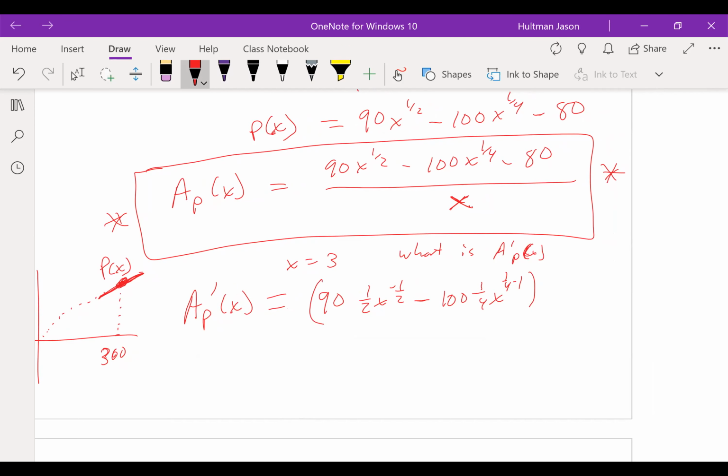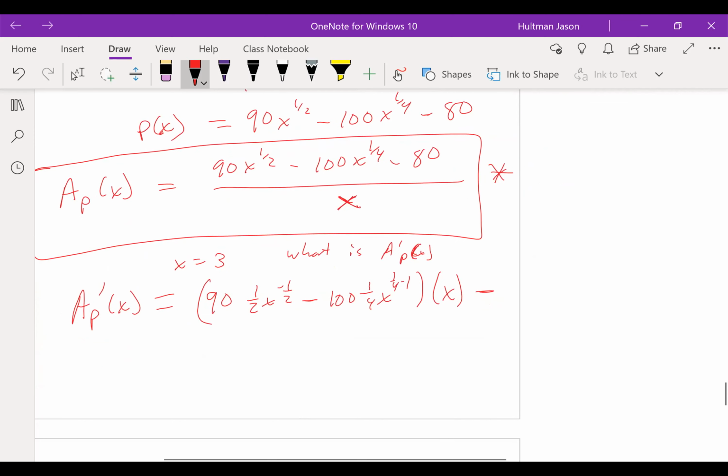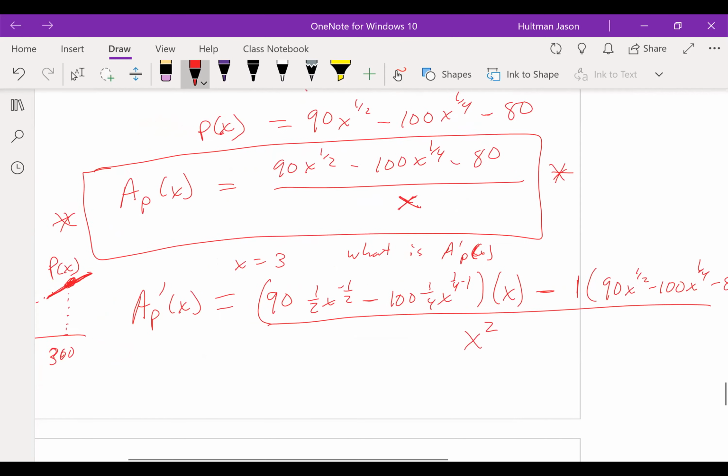And so times the bottom, right? Times the bottom. So it's f prime of x times g of x. It's the derivative of the top times the bottom minus the derivative of the bottom. What's the derivative of the bottom? It's just 1 times the top. This is 90x to the 1/2 minus 100x to the 1/4 minus 80, all over the bottom squared.